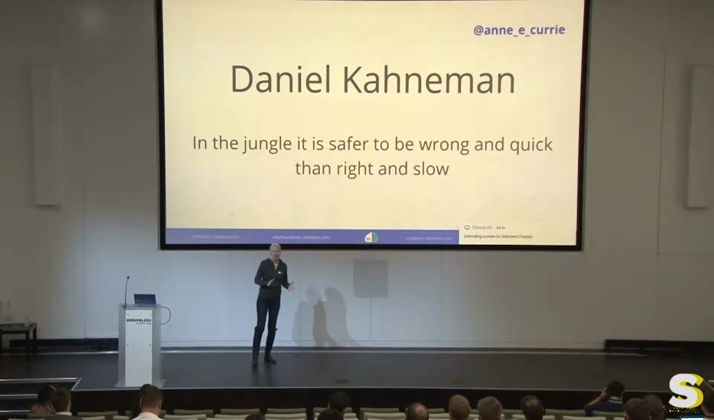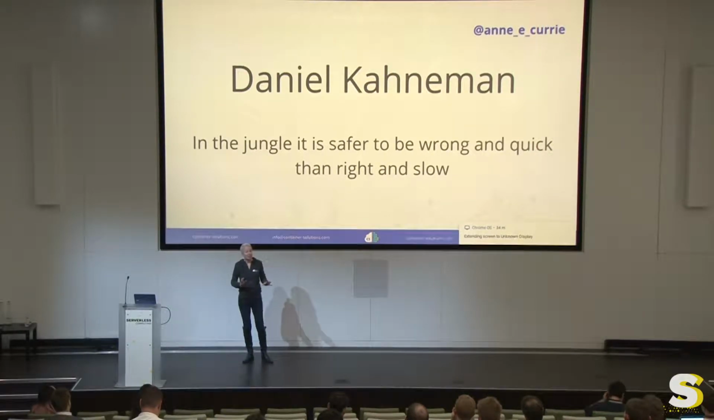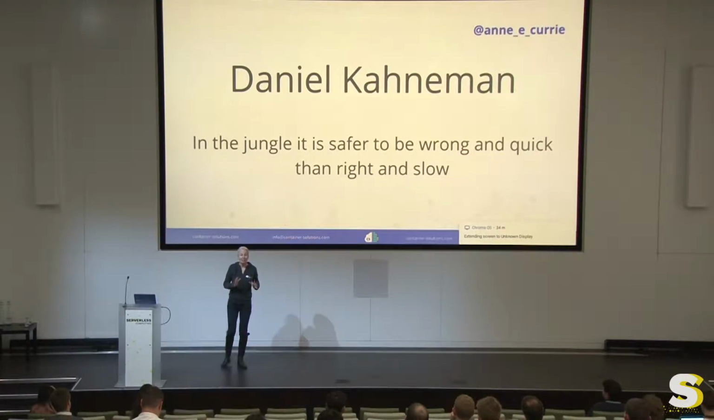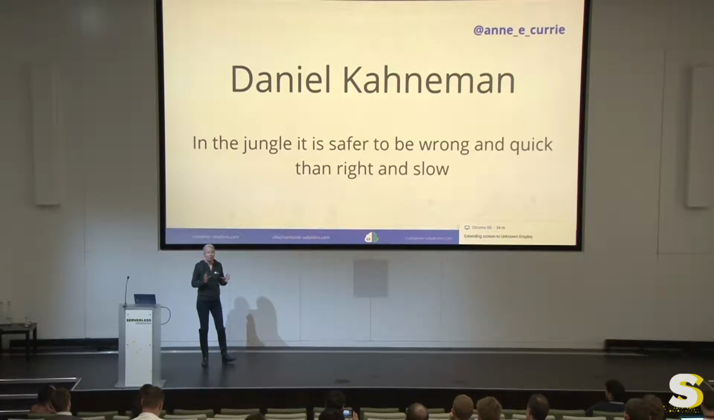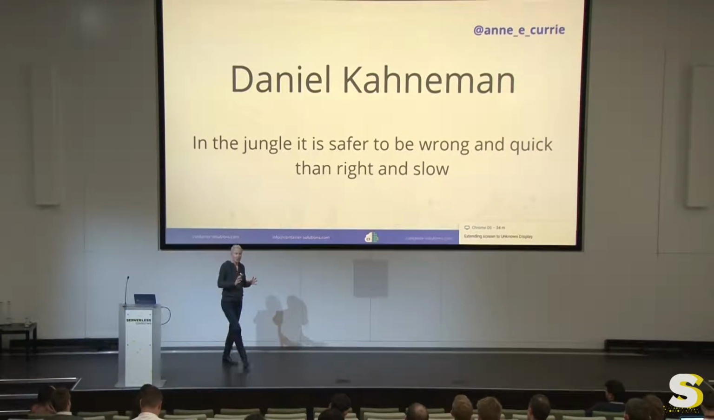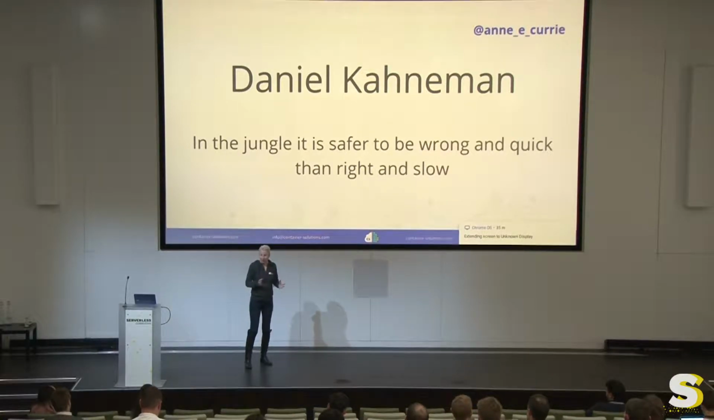Now, this makes perfect sense. If you're in the jungle and you're being chased by a tiger, you need to be able to make a decision in less than a second. And so humans are optimized to be able to make decisions. All animals are optimized to be able to make decisions in an incredibly short period of time. Because in the jungle, you have to make a decision quick.